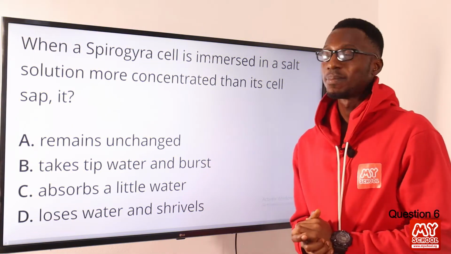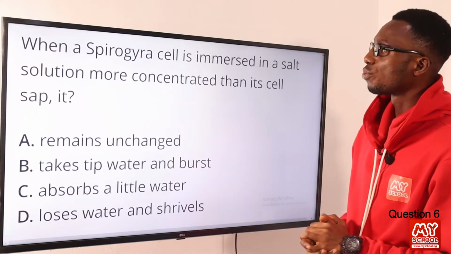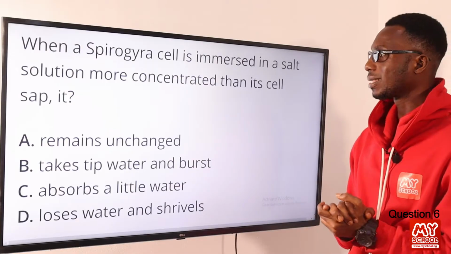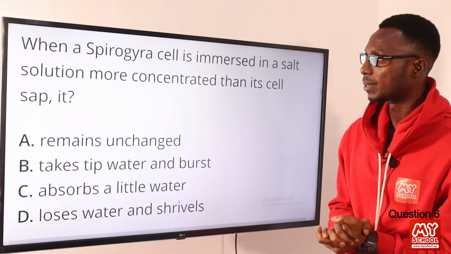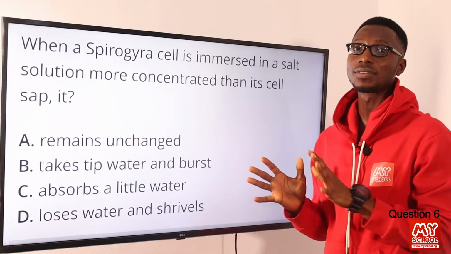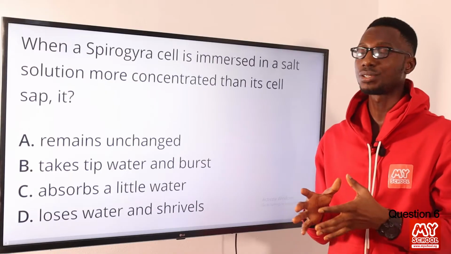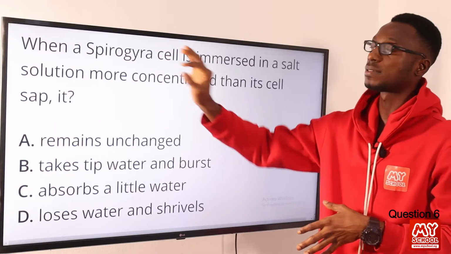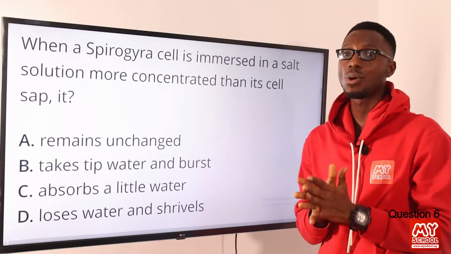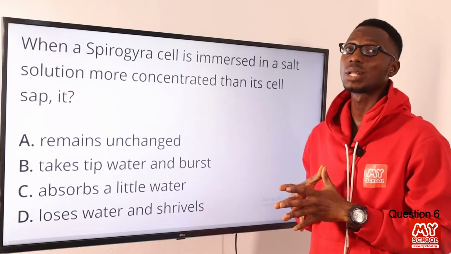Question 6. When a spirogyra cell is immersed in a salt solution more concentrated than its cell sap, it does what? First, your spirogyra, we know we are talking about a kind of cell that exists in filaments. So it belongs to the phylum of Thallophytes or Thallophyta. We're talking about algae. So this is a simple multicellular plant.